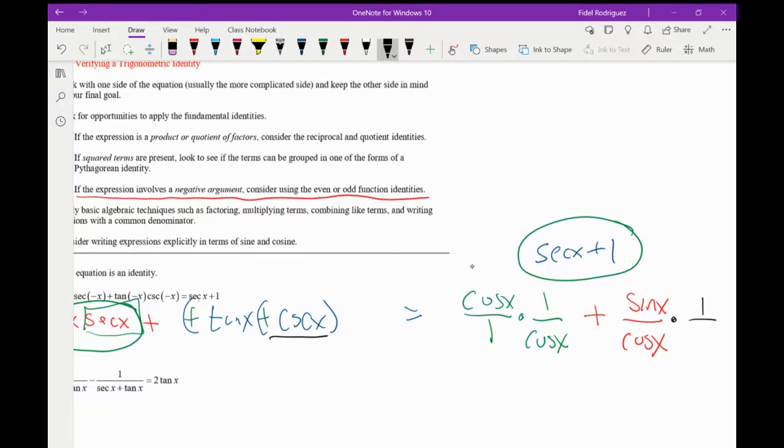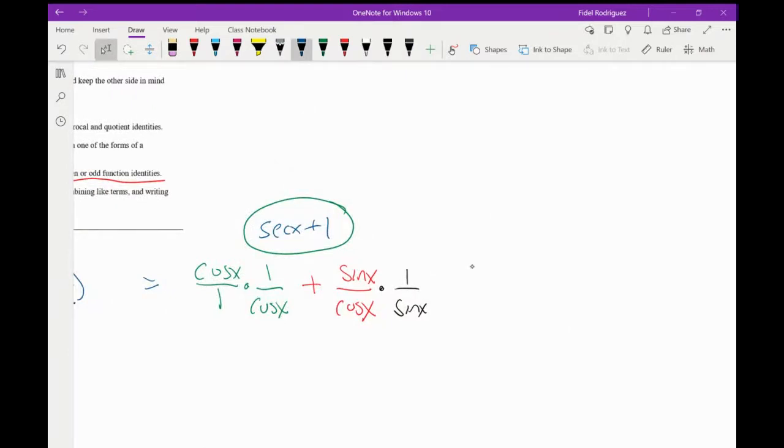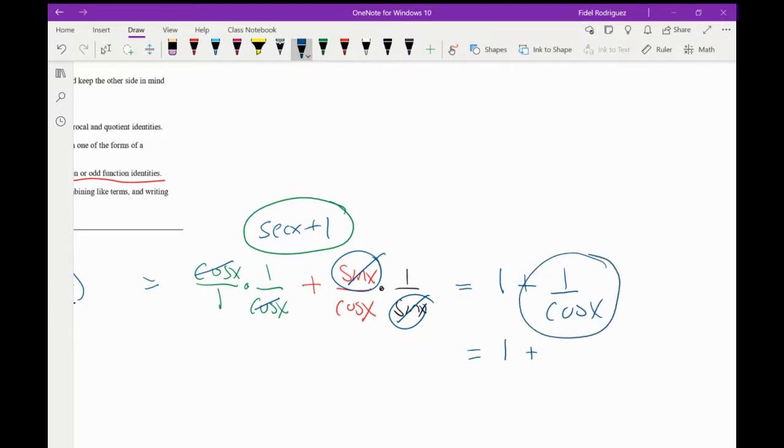1 over what? 1 over sine of x, right? Okay. So now, let's see. Guys, let me ask you a question. What's going to happen with this cosine here and this cosine here? They're going to cancel out. We're going to end up with 1. What's going to happen with this sine and this sine? They're going to cancel as well. We're going to end up with a plus 1 over cosine of x. Now, is there another way for me to write 1 over cosine of x? There's our secant of x.